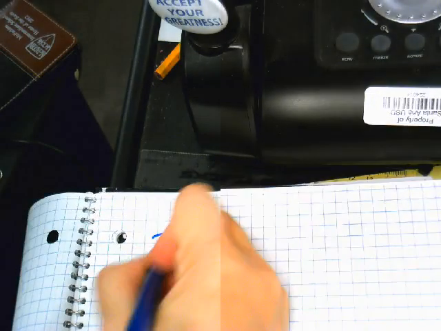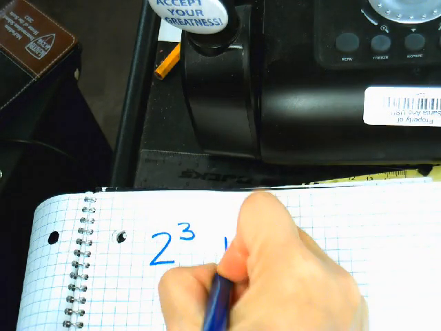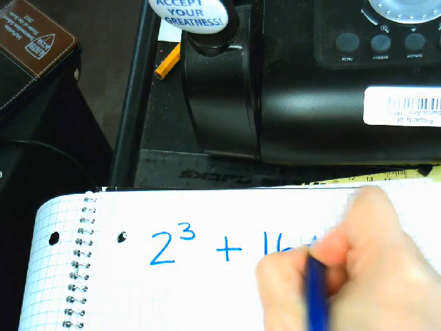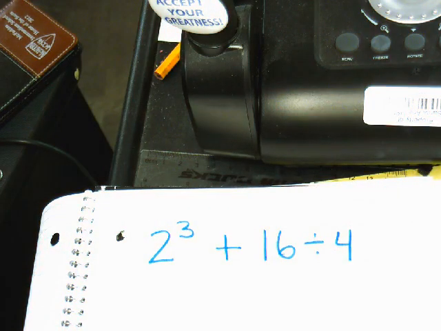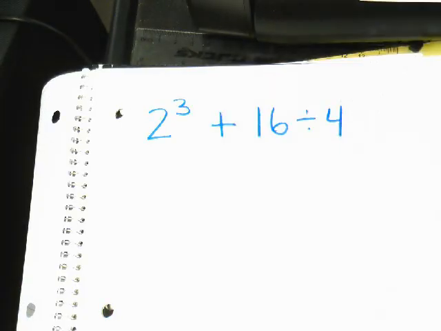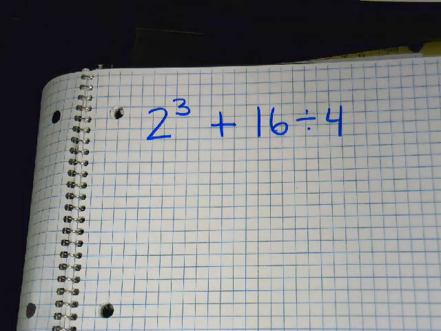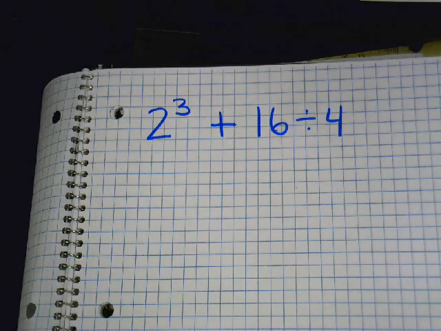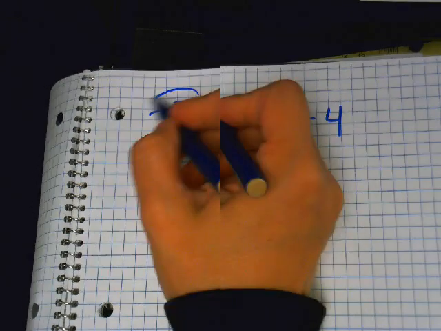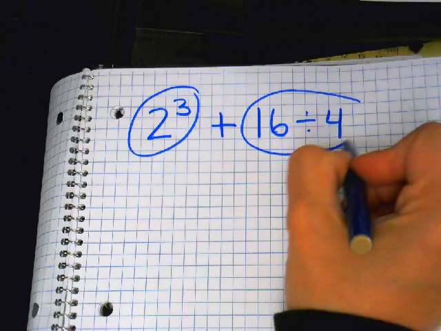2 to the power of 3 plus 16 divided by 4. So write it down first. Your job is to write this down, Tiffany, right now before I get started. All right. I got 12. So what do I circle? I circle this and that, right?